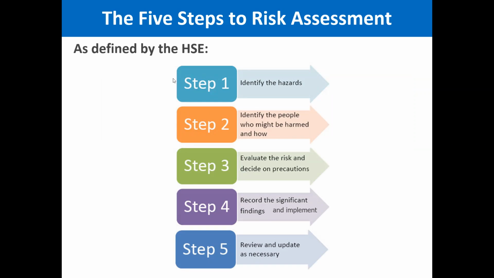Okay, what are the 5 steps of risk assessment? Basically, we'll discuss these 5 steps and then take a break. In order to carry out a risk assessment, you must follow these 5 steps. Step number 1 is to identify the hazard. Step number 2 is to identify the people who might be harmed and how. Step number 3 is to evaluate the risk and decide on precautions. Step number 4 is to record the significant findings and implement them. And step number 5 is to review and update as necessary. So these are the steps involved in carrying out a risk assessment, which we are going to discuss in detail after the break.